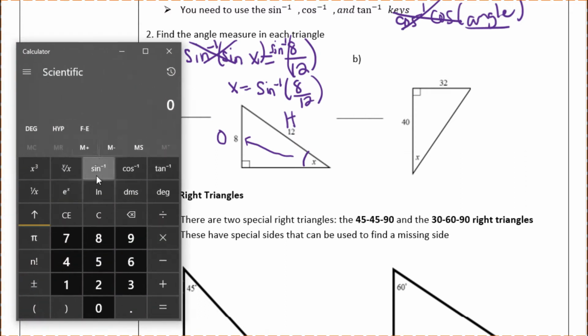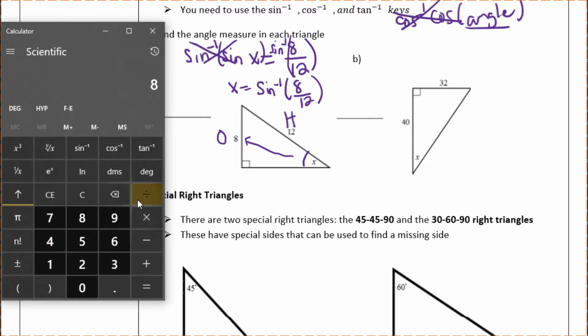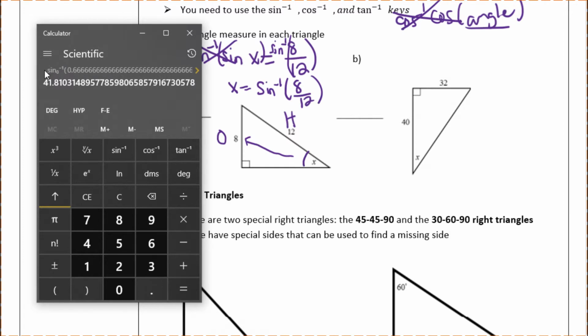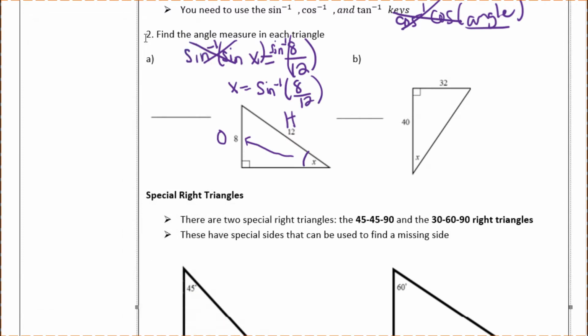Okay, so I have the inverse sine now. So I want 8 over 12, and then I'll do the inverse sine of that. Okay, so that's 41.8 degrees. So x is approximately 41.8 degrees.